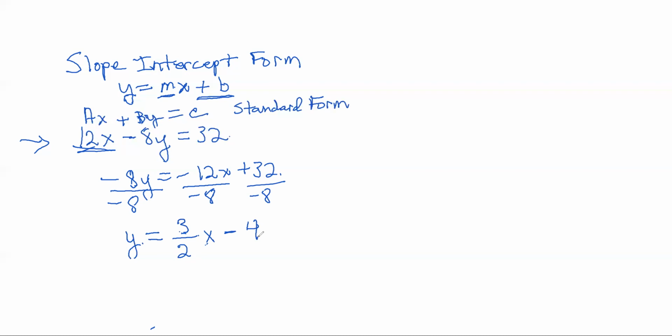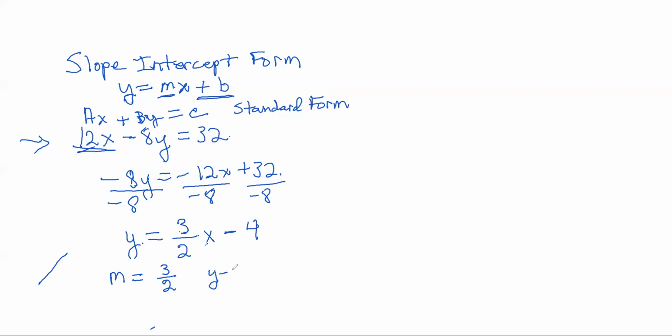Okay, now my equation is in slope-intercept form. y equals mx plus b. It gives me everything that I need to graph this line. First of all, I'm going to look at my slope. Slope is everything that's in front of the x. So that's 3 halves. Well, my slope is positive, so I know my line's going to go that way. If it doesn't end up that way, I messed up somewhere, okay?